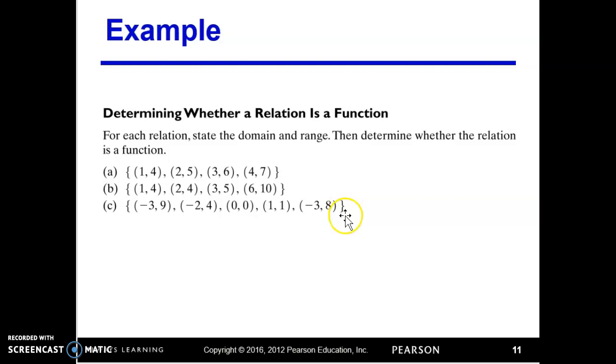Okay, so that can also happen here given some numbers. For this example B, I see I've got 1, 4, 2, 4, 3, 5, 6, 10. So I look at my inputs first. I look at 1, 2, 3, and 6, and I see I don't have anything that repeats. So I would say that yes, this one is a function. For this C though, I see I've got this -3 here and this -3 here. Well, those each have something different, so this one would not be a function, just because of those different values.